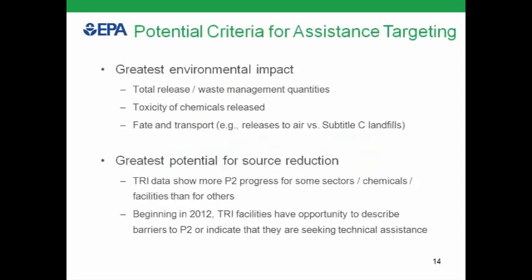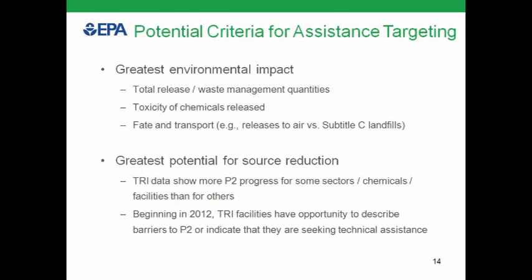So some of the ideas we thought of are, what are the criteria that TRI could help with that would be relevant to selecting technical assistance targets, whether that be individual facilities or companies, or whether it be finding industries or chemicals to focus on. So the two general categories we thought of are, greatest environmental impact. Obviously, you can do the most good where there's the most impact to reduce. So TRI has information relevant to that in terms of release and waste management quantities. But other factors that are important are, of course, the toxicity of the chemicals and fate and transport. You're going to care more about a facility releasing chemicals to air than disposing in a Subtitle C landfill, all things being equal.